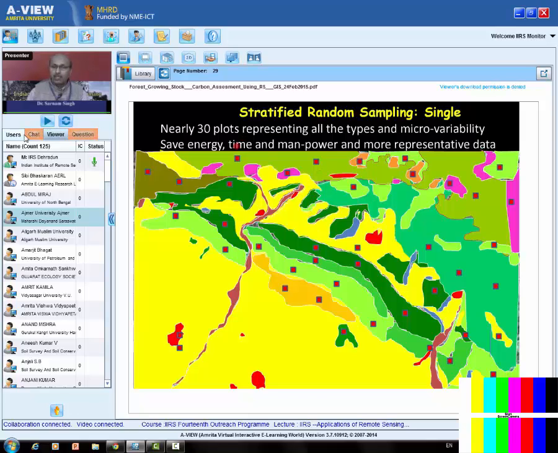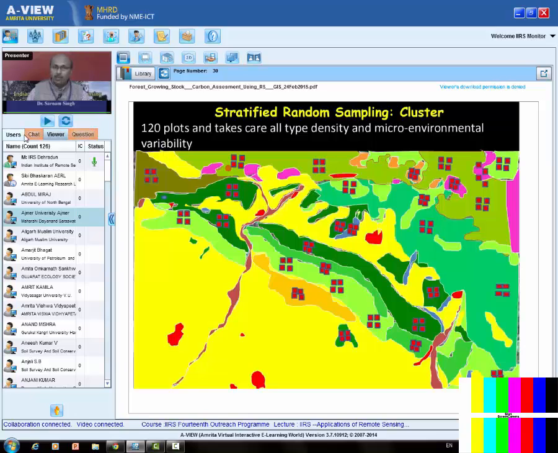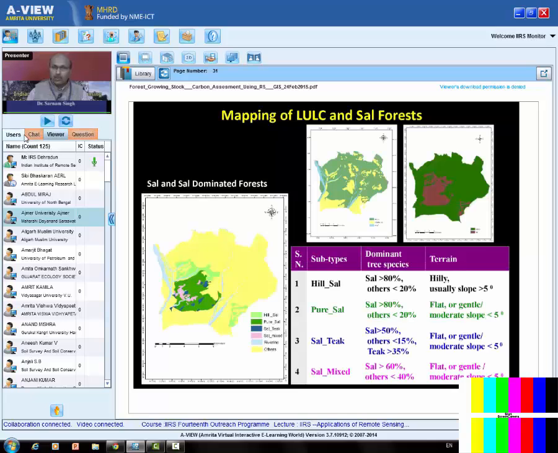Depending upon that, I can do this. This example is for a single plot at one site. We can have multiple plots, which is called cluster sampling. So instead of laying one plot at one site, I can have four plots at one site. This will give me a lot of variability, all the minor variations in the topography, because of which there may be some species variation or density variation in the forest, and we can take care of all that. So cluster sampling is supposed to be better, and we can take four plots here.